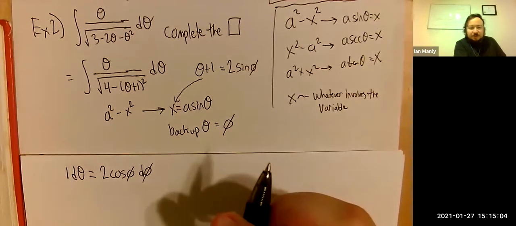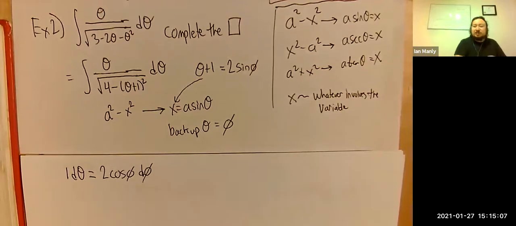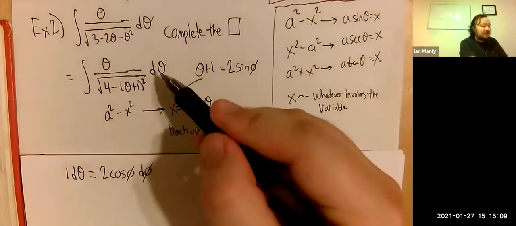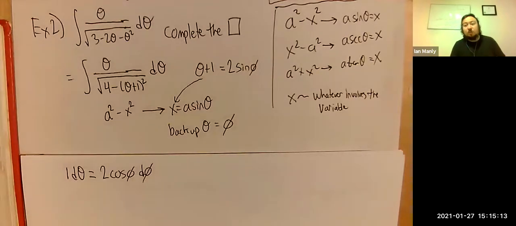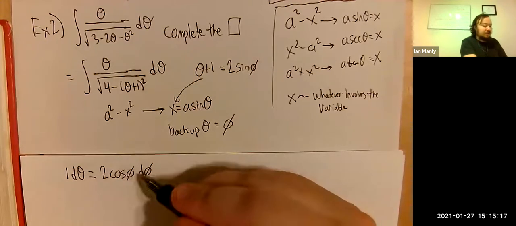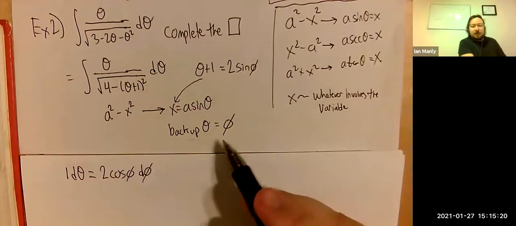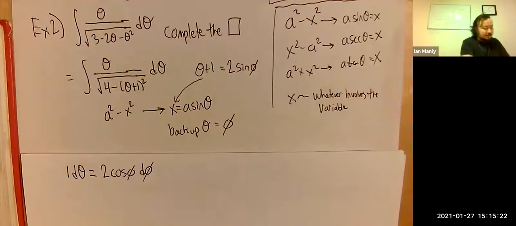Which one is the actual theta? I don't know what you mean by actual theta, I guess, but theta for this problem is our original, and phi is usually what we would use for our angle. This would usually be theta, but we already used that. So I'm using phi as my backup theta right here.